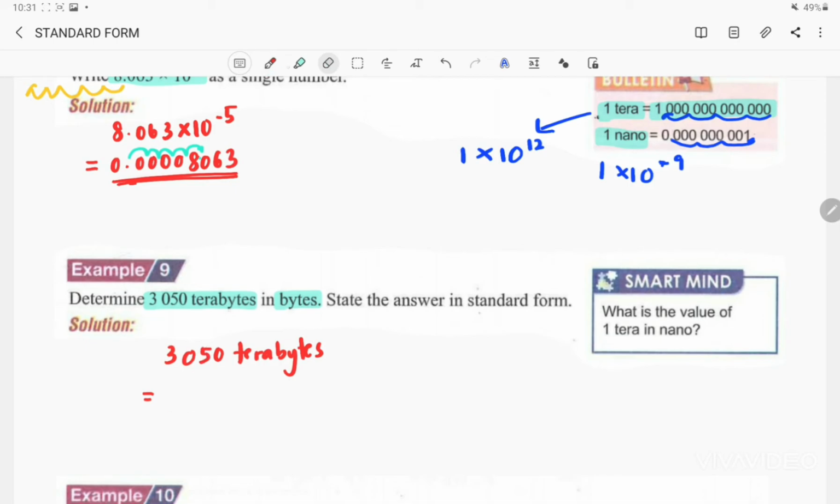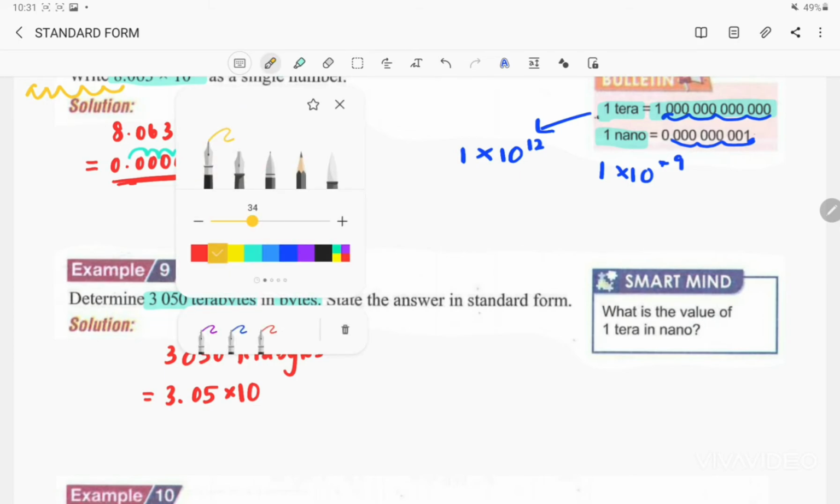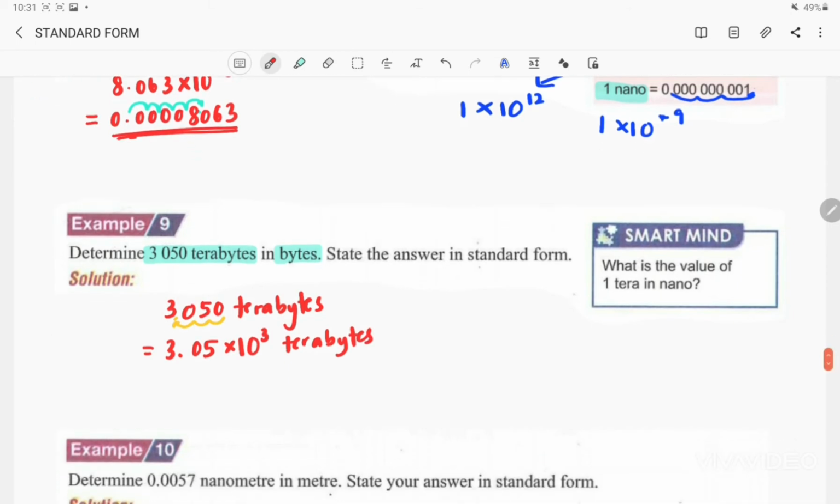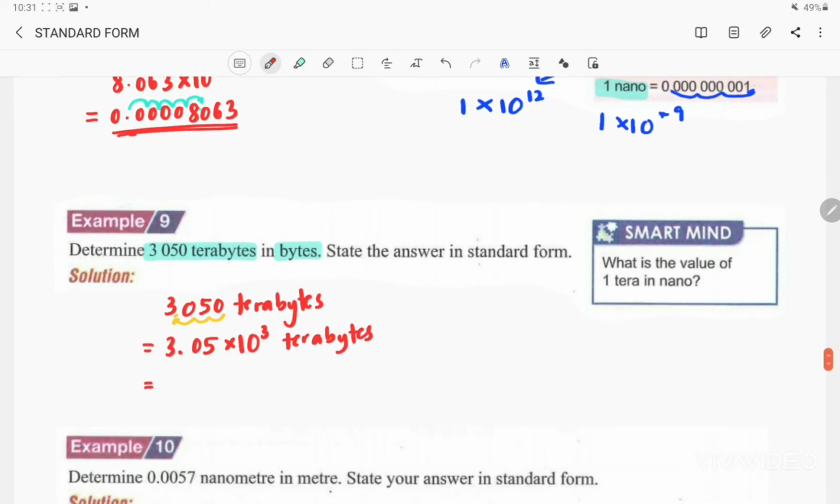3050 ni kita tulis sebagai 3.05 times 10 to the power of berapa? 1, 2, 3. So this one is 10 power of 3 terabytes. Ini masih lagi dalam terabytes. Kita nak change this one dalam bentuk dalam unit bytes.